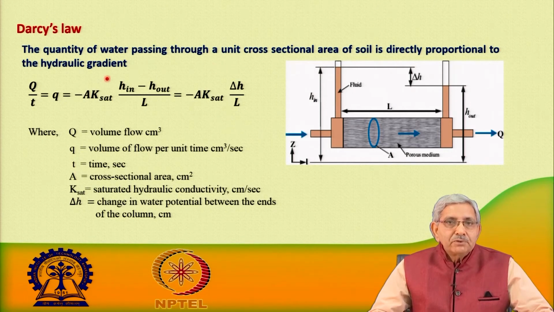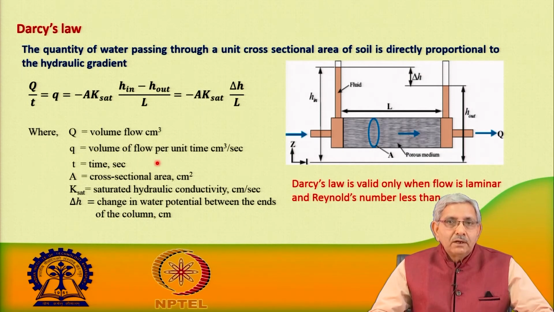It is directly proportional to the discharge or rate of flow, and it is directly proportional to the area of cross section of the flow. And if I put it that the flow through porous media is directly proportional to the hydraulic gradient, then K sat is the proportionality constant, which we call the saturated hydraulic conductivity. So, the expression for flow through porous media is given by Darcy's law.